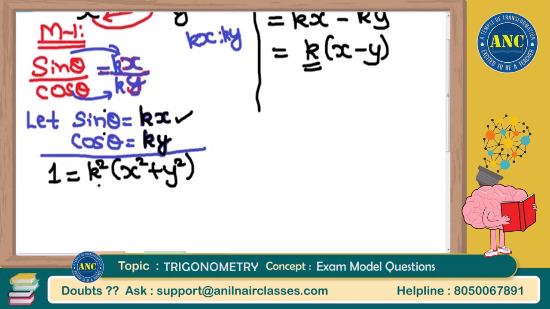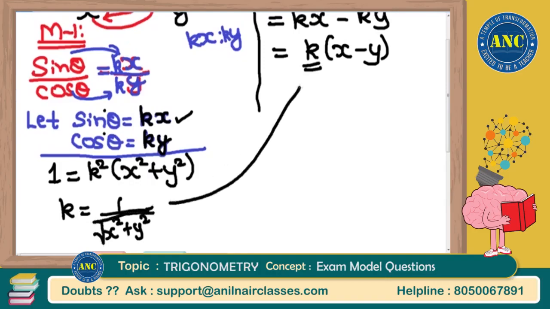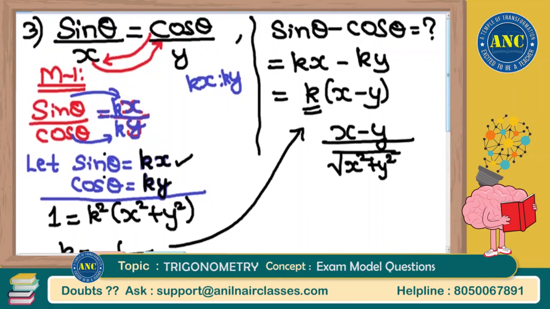Can I write from this equation that k square is 1 by x square plus y square? 1 by x square plus y square is k square, but I don't want k square, I want k. K will be the square root of 1 by x square plus y square. Substitute it here: x minus y into 1 by the square root of x square plus y square, or x minus y divided by root of x square plus y square, should be my final answer. The answer for this question is x minus y by root of x square plus y square.